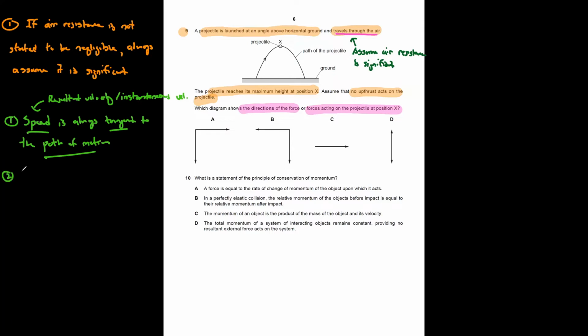And then speed or direction of motion. What I wanted to say is this. Speed is always tangent to the path of motion. Direction of motion is also always tangent to the path of motion.